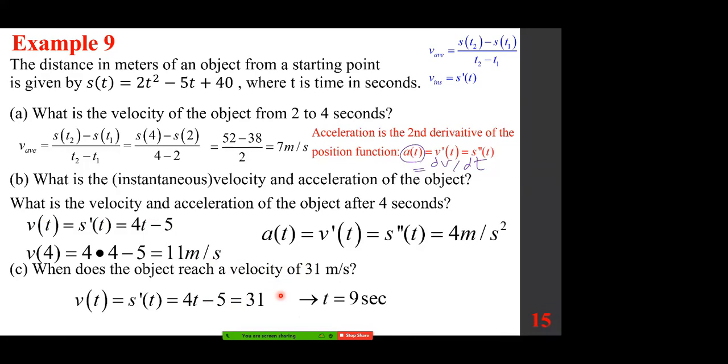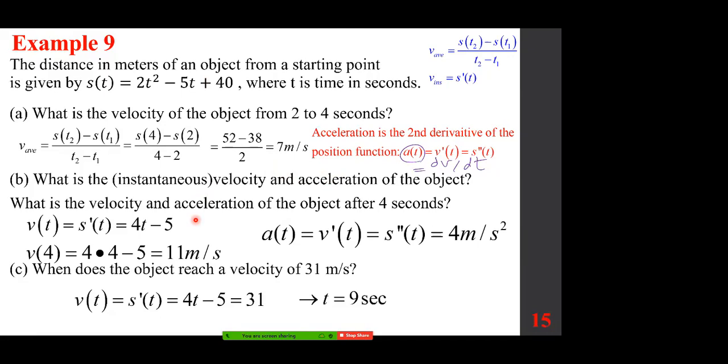So again, a quick recap. This is basic algebra. The instantaneous velocity is the first derivative. The acceleration is the second derivative of the position or distance function. That's really the point of this question, okay?